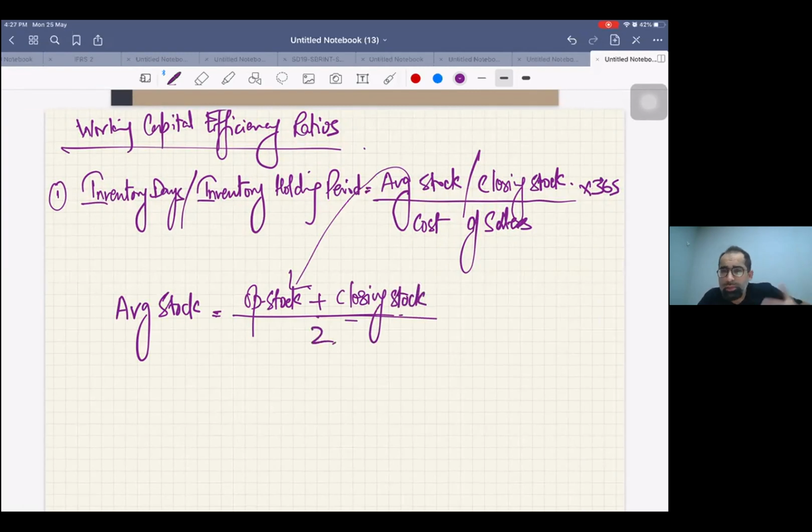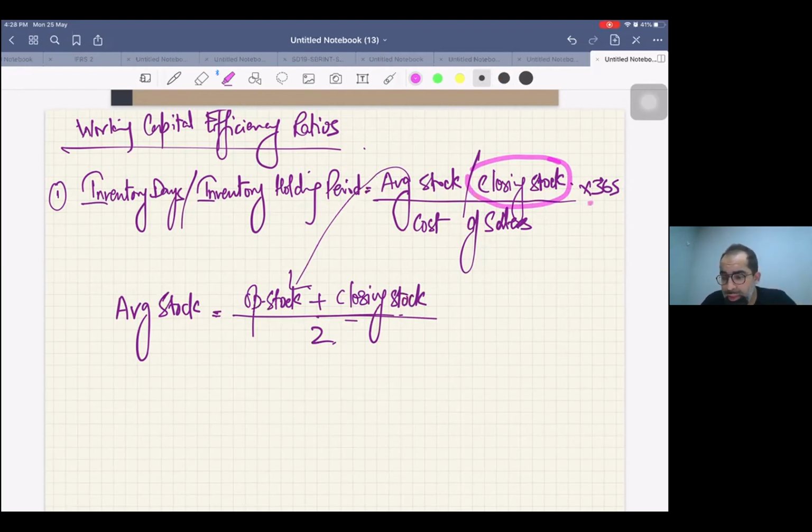But in many questions in the recent past papers, the examiner normally doesn't give the opening stock, so you have only one option, to use the closing stock, right? No other option is left. So what is the summary? If both opening and closing stock are given, then you use average stock, calculated as opening plus closing divided by 2. And if opening stock is not given, then simply closing stock divided by cost of sales into 365.